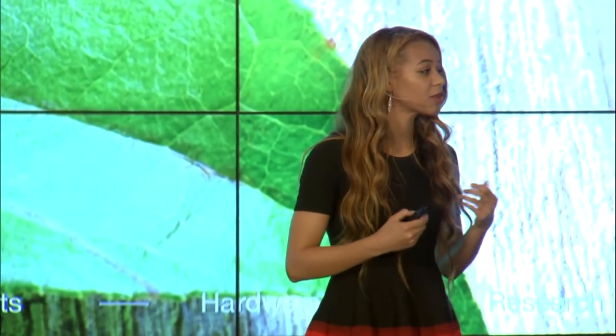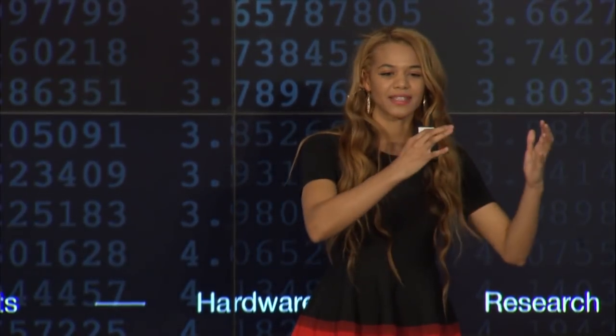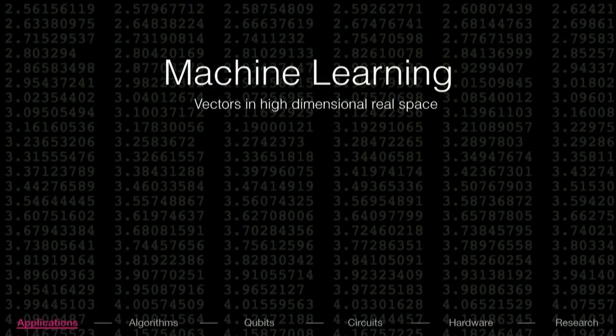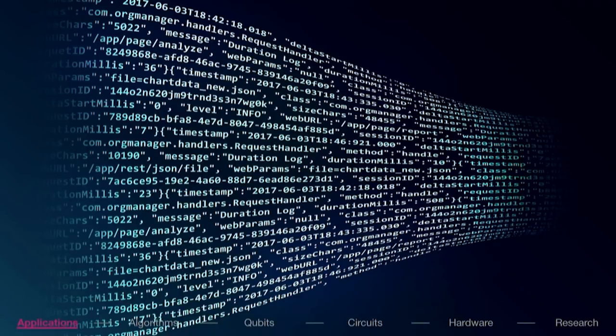So if we could simulate chemistry, then we could potentially discover new medicines, which could cure some diseases. We could design new materials, which can make the devices you use on a daily basis better. Machine learning deals with vectors in high-dimensional real space. And quantum mechanics deals with vectors in high-dimensional complex space. So you can actually map the two together. Therefore, quantum computers could be used to advance artificial intelligence.